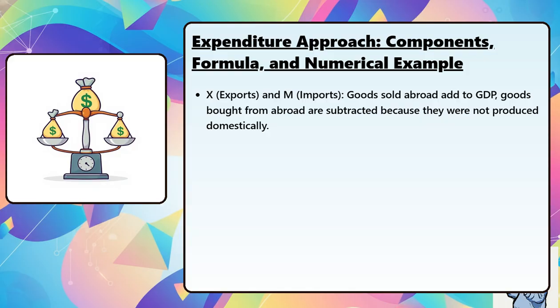X. Exports, and M. Imports. Goods sold abroad add to GDP; goods bought from abroad are subtracted because they were not produced domestically.